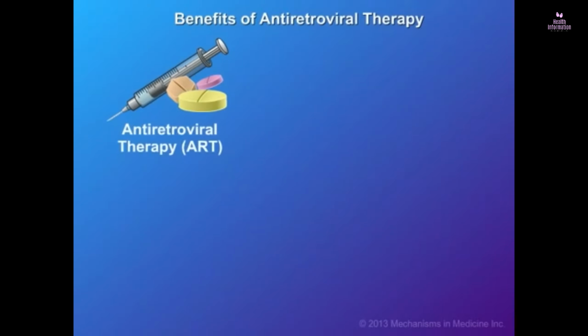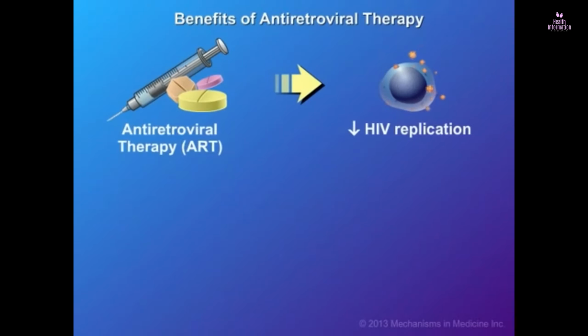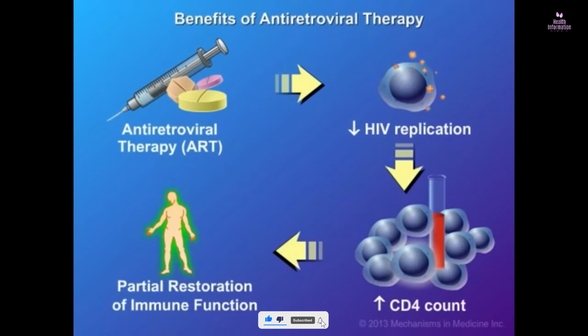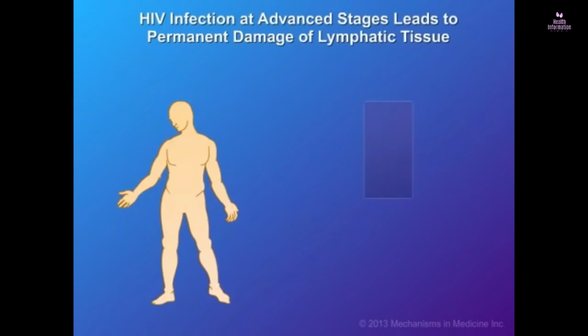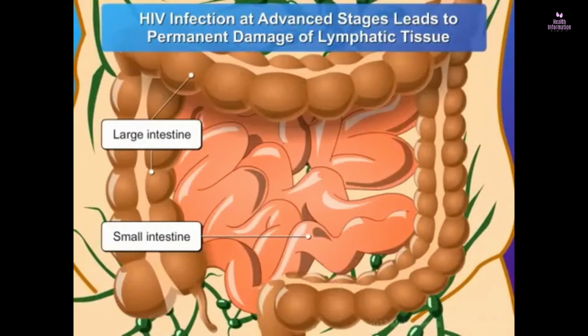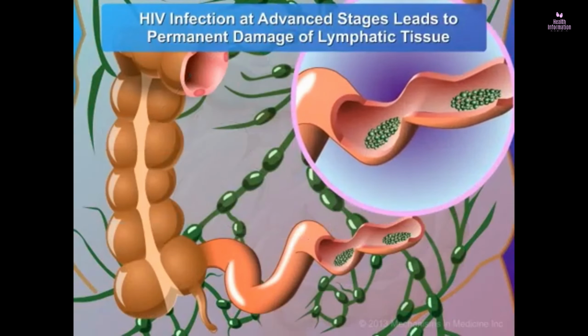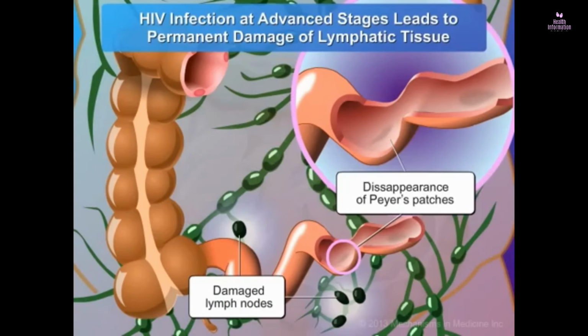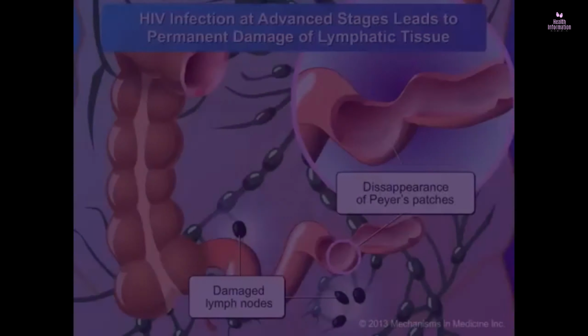Treatment with antiretroviral therapy, or ART, can slow down the replication of HIV and partially restore healthier levels of CD4 cells and subsequently immune function in the body. However, HIV infection, especially at the advanced stages, leads to permanent or long-standing immune damage that does not fully recover with ART. HIV infection leads to fibrosis, or tissue remodeling, that causes damage to lymphatic tissue, which is unable to restore and maintain a population of CD4 cells, particularly in lymph nodes and gastrointestinal-associated lymphatic tissue, or GALT.